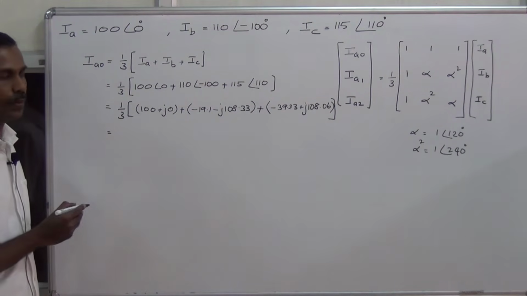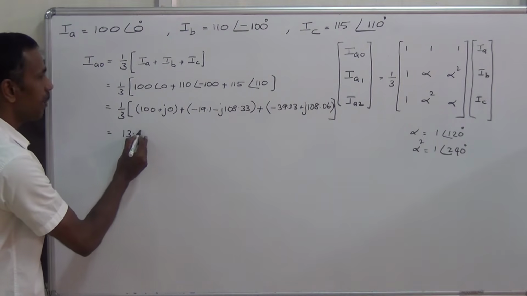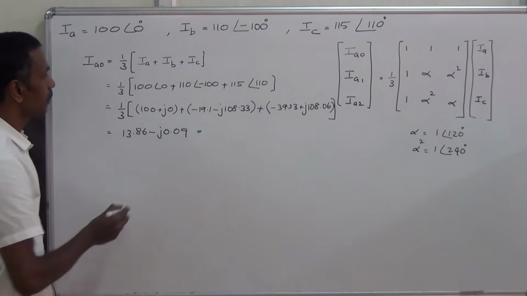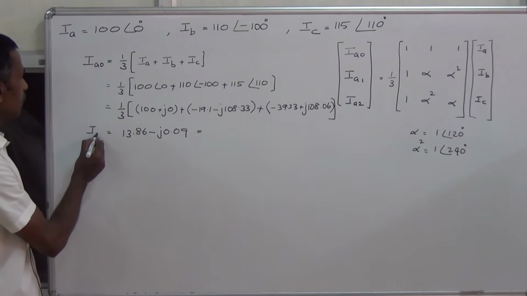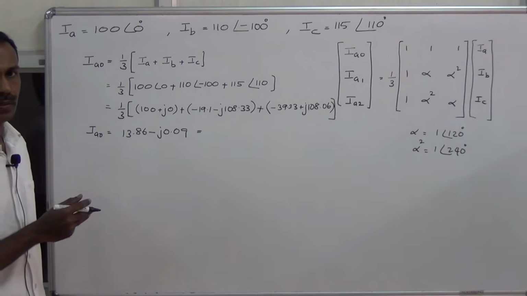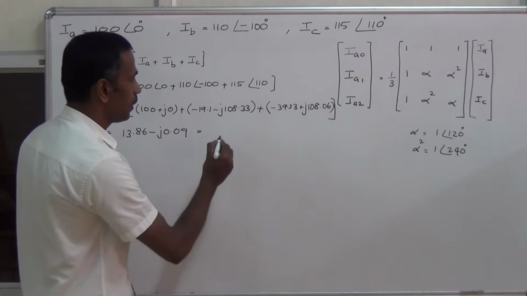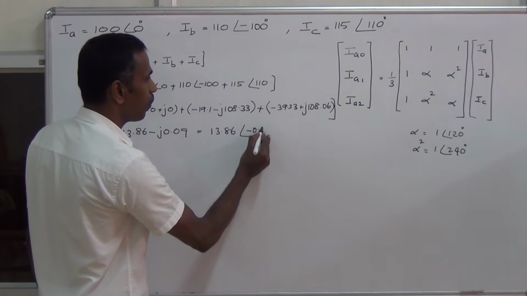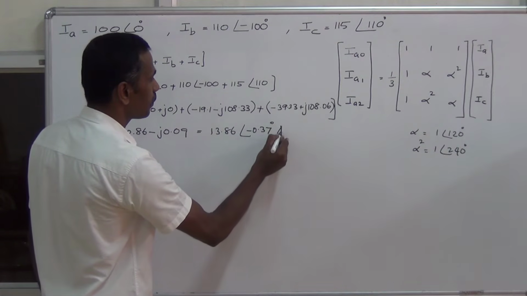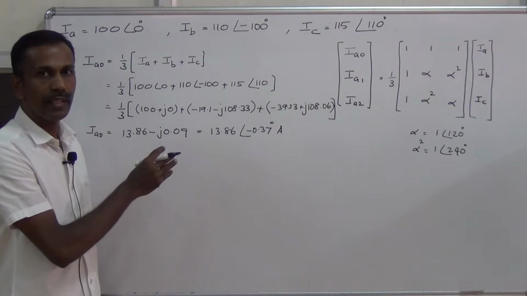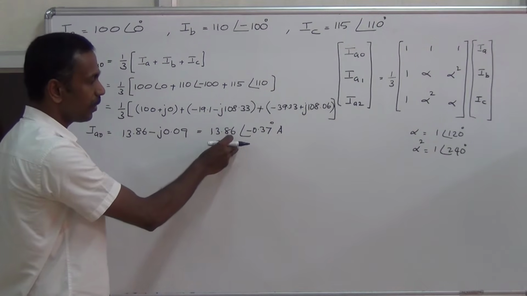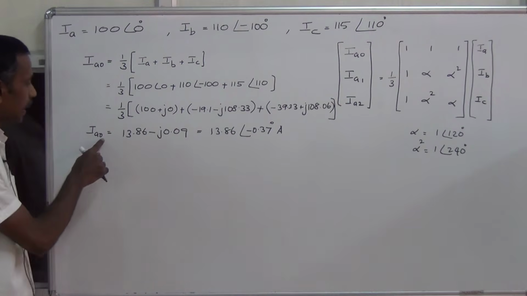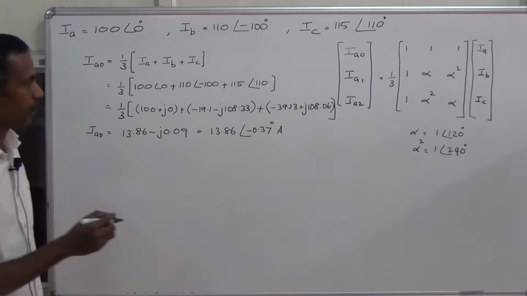And this is equal to 13.86 minus J0.09. The final answer should be written in the polar form. This is equal to 13.86 angle minus 0.37, because when you write the final current term, it should have the magnitude and angle. This is the zero sequence current in the A phase.